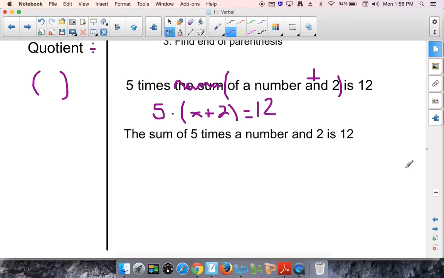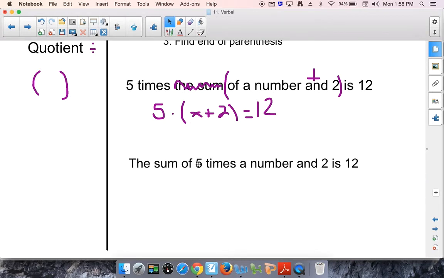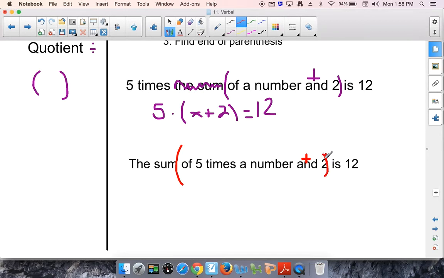It looks almost identical. I want you to take a minute and write it, but it's actually very different. Stop the video now if you need time to write. All right, let's look at how this one's different. Again, step 1 is the sum. We write the parenthesis. Step 2, we go find the word and, put the plus. Step 3, we find the end of the parenthesis, which is before the word is. Oops, that's not a very good parenthesis.